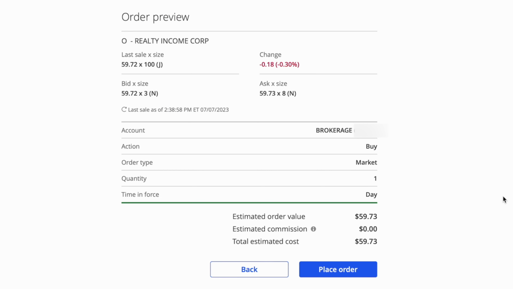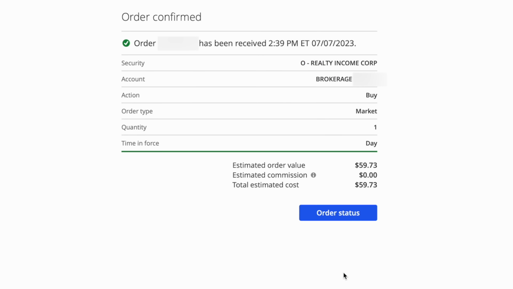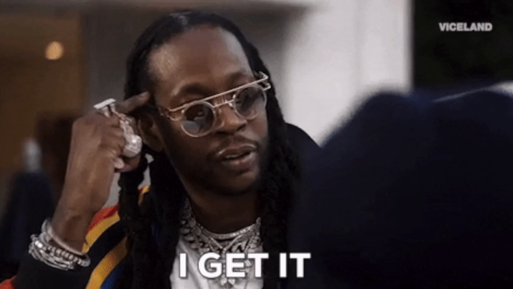When you get to your order preview screen, it'll usually tell you the estimated price to expect, but it's not guaranteed. Then you place your order, and you can go look at your order status to see what price it actually executed at. In the case of Income Realty, it's a slower moving stock in terms of price, and I was only buying one share, so getting really close to that estimated price is easy. But if you're buying a stock that moves a little bit more quickly or trying to buy more shares, then the price could fluctuate a little bit.